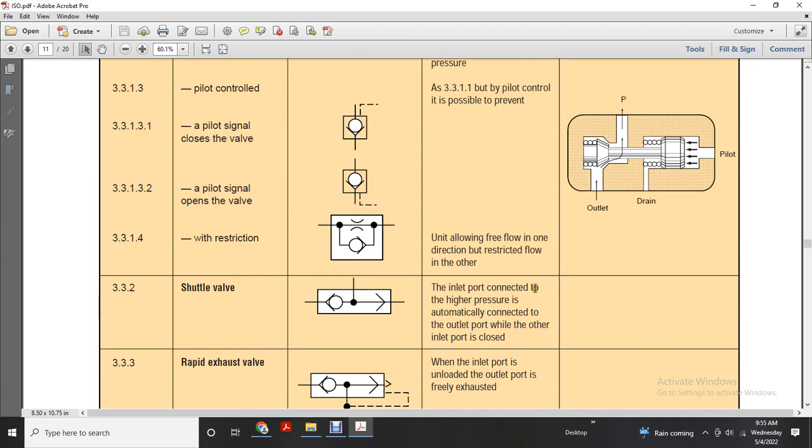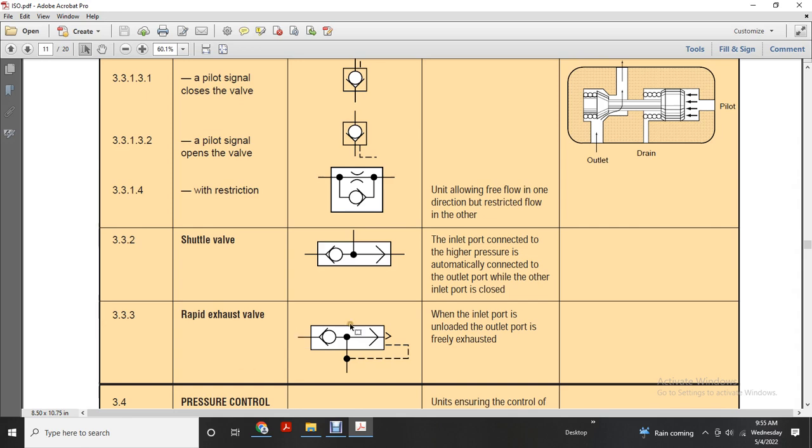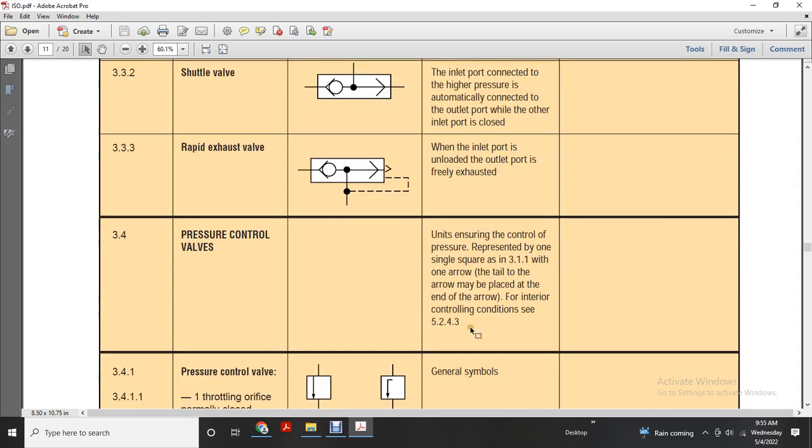Shuttle valve: the inlet port at high pressure is automatically connected to the outlet port, with the other inlet port closed. Rapid exhaust valve: inlet port unloaded, output freely exhausted. Pressure control.